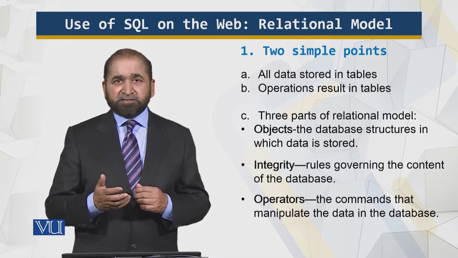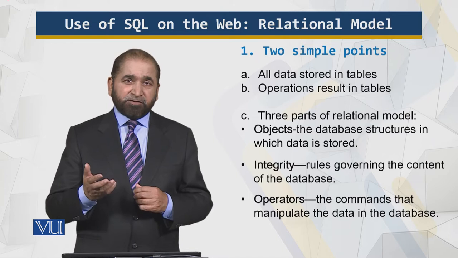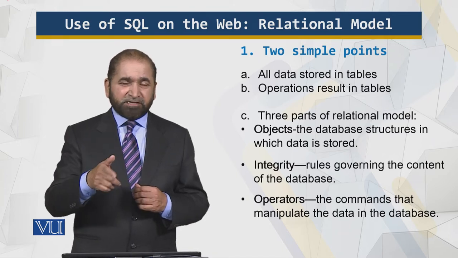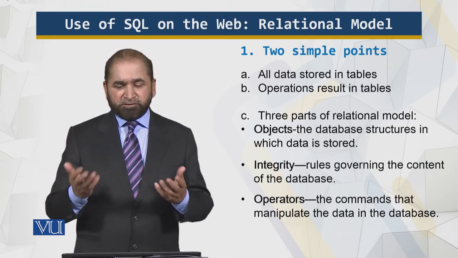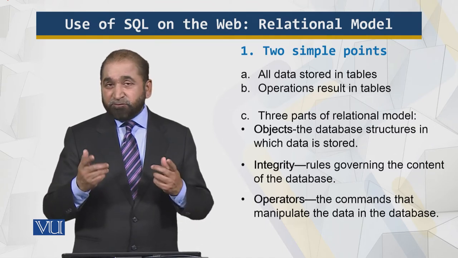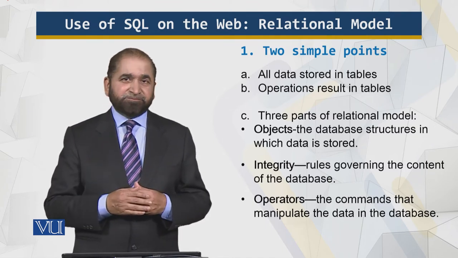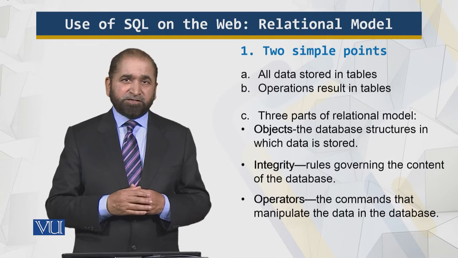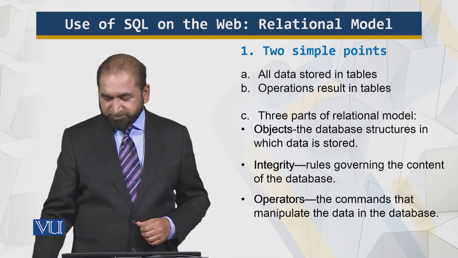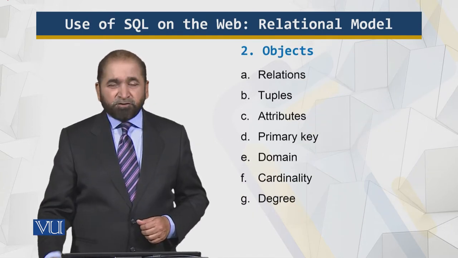And then the operators. The operators are the commands which act upon the tables. And of course, they produce results. And that result is again a table, as these are two common things about a relational model. So what are the objects?